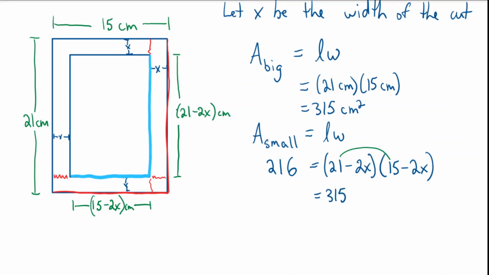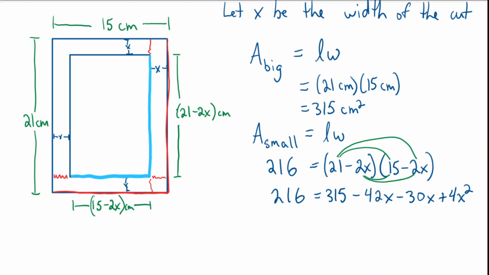And then we're going to go 21 times the negative 2x, which gives us negative 42x. We're now going to go negative 2x times 15, and that's going to give negative 30x. And then finally, we're going to go negative 2x times negative 2x, which gives us 4x squared.